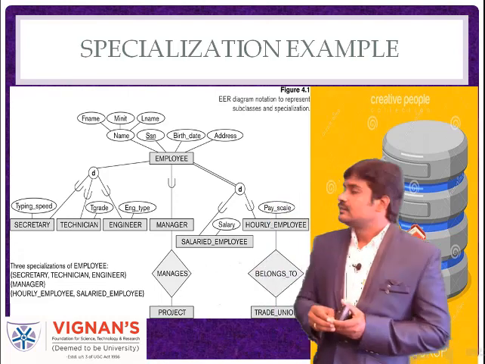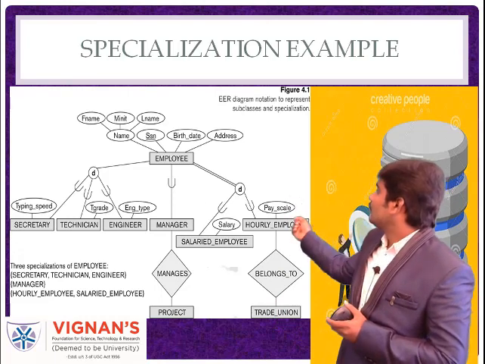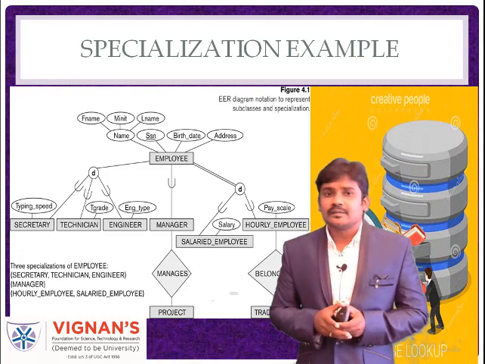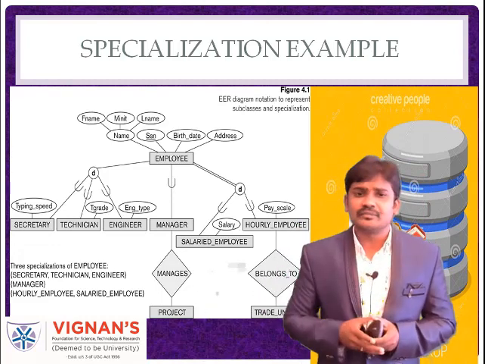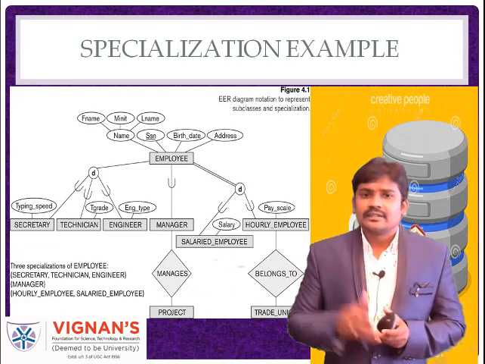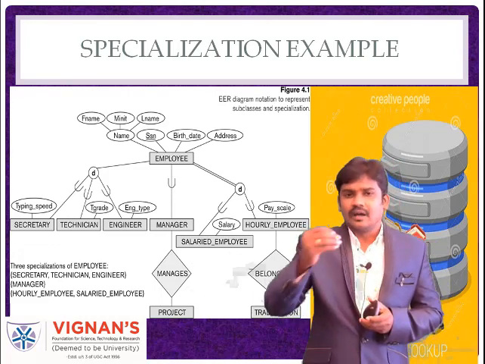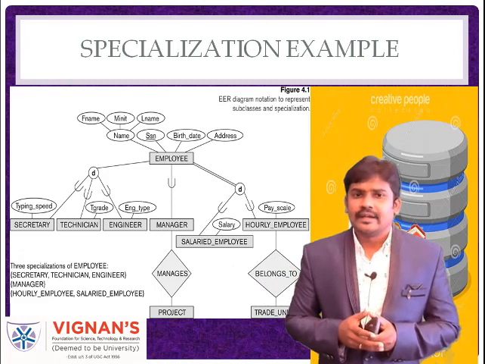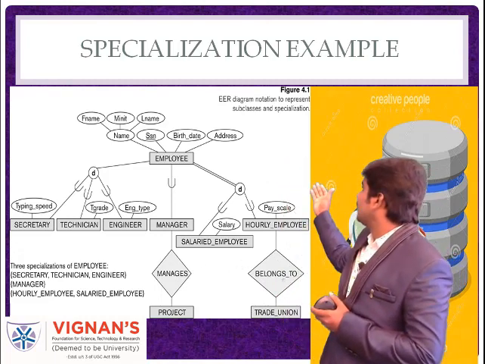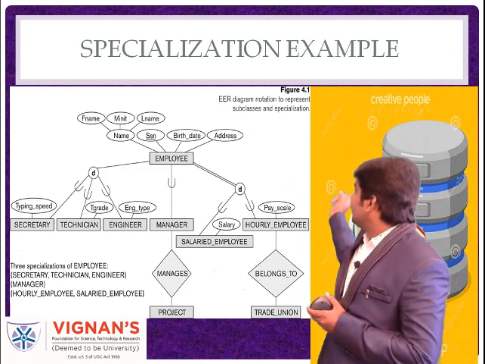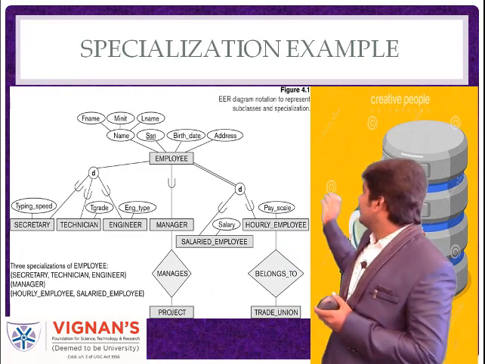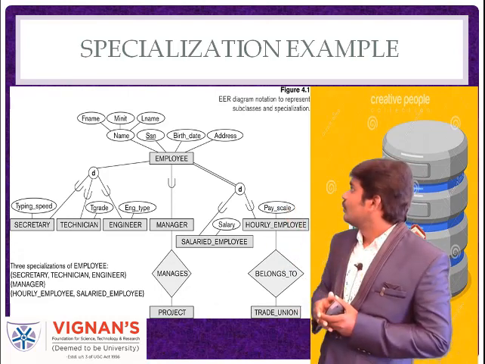Okay. Next, the employee again derives one more subclass, manager. That manager has a relationship with another entity, project, so that the manager manages the project. And the employee derives one more specialization, hourly employee and salaried employee.